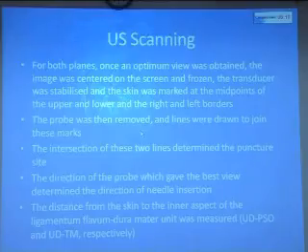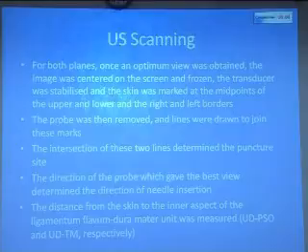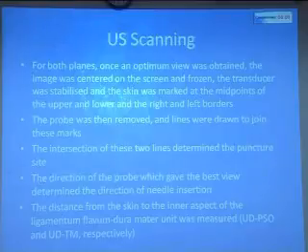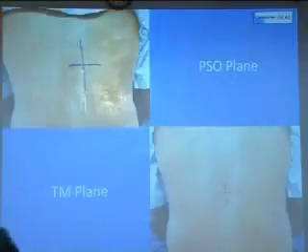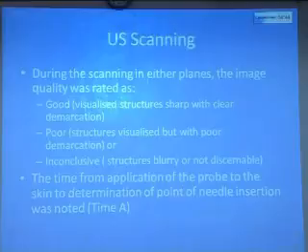In both the planes, once an optimum view was obtained, the image was centered on the screen and frozen, and the transducer was stabilized, and the skin was marked at the midpoints of the upper, lower, right and left borders. The probe was then removed and lines were drawn to join these marks, and the intersection of these 2 lines gave the point of insertion. The direction of the probe, which gave the best view, determined the direction of needle insertion. The distance from skin to inner aspect of the ligamentum flavum dura complex was measured and marked as the UD in both the planes. So these are the insertion points in both planes.